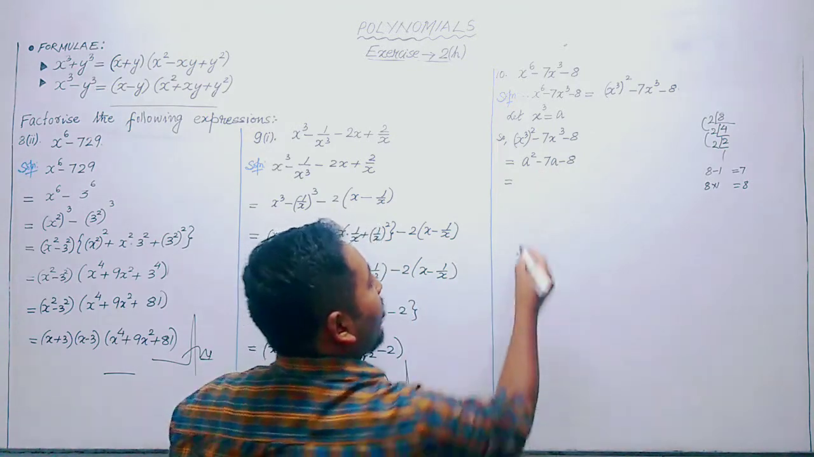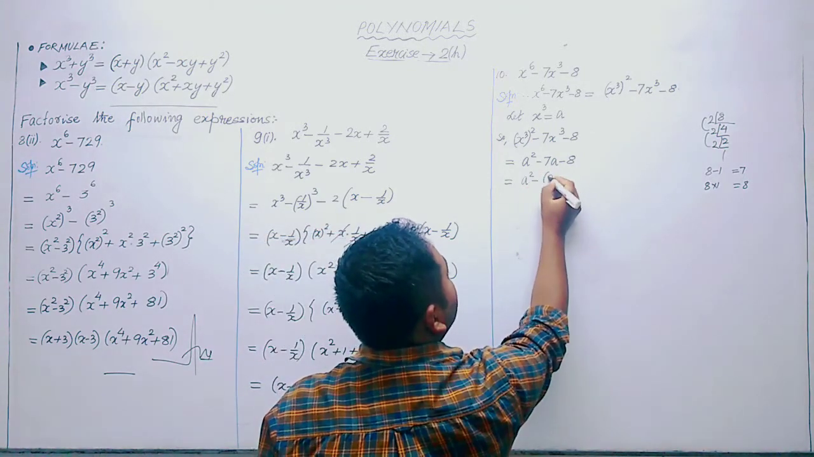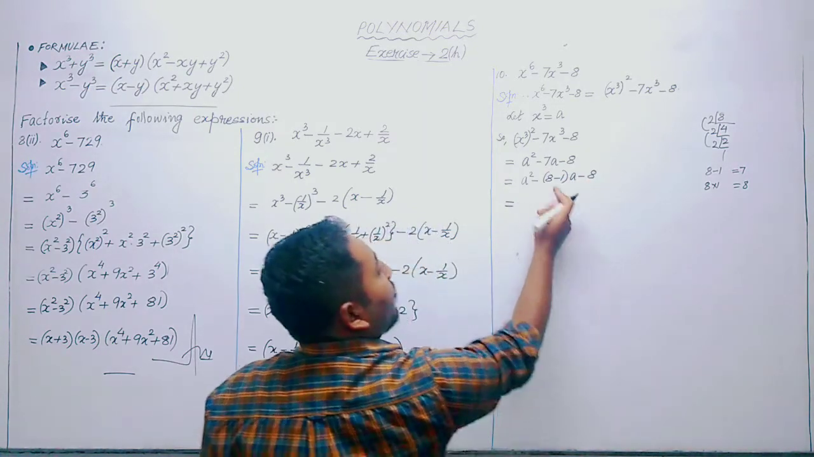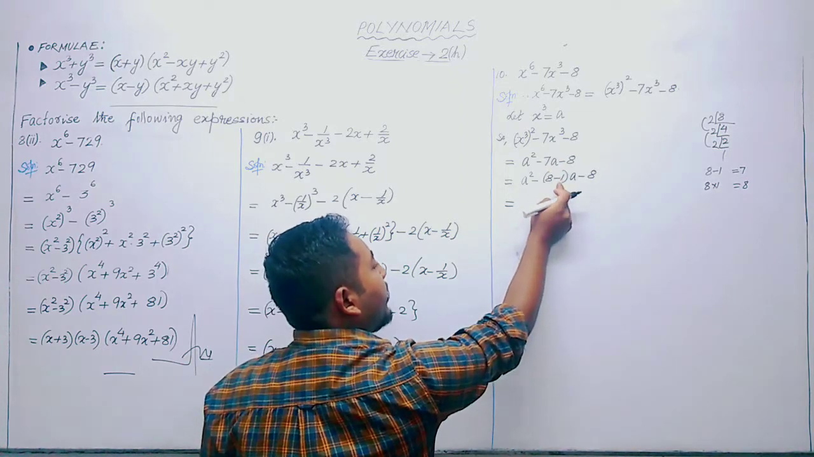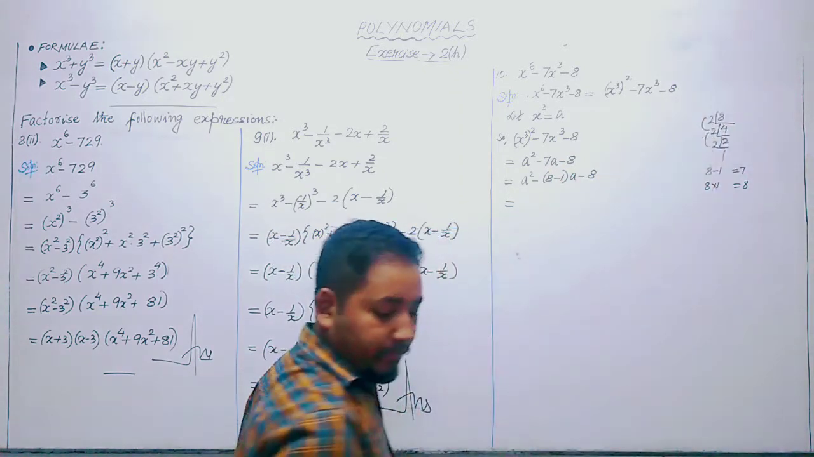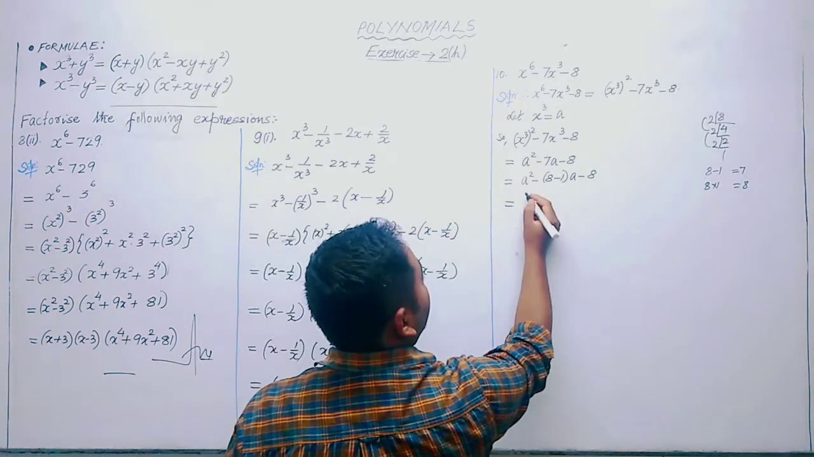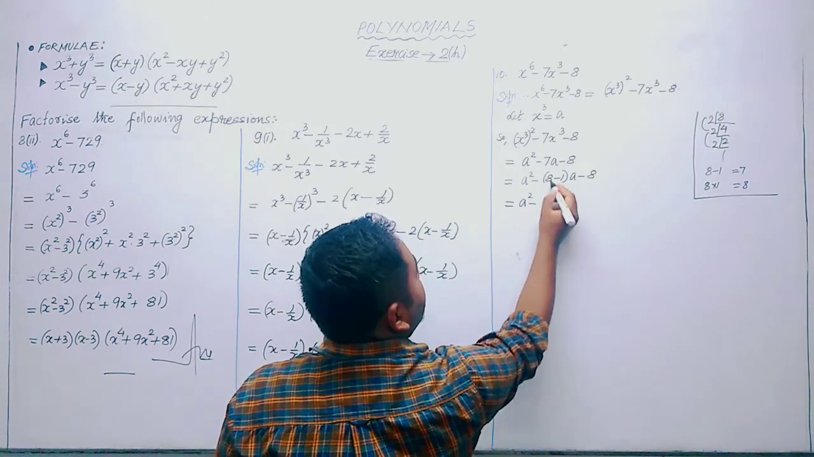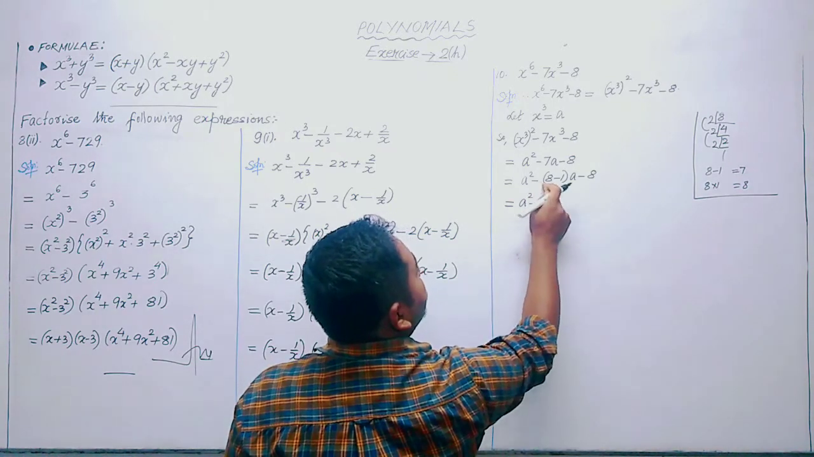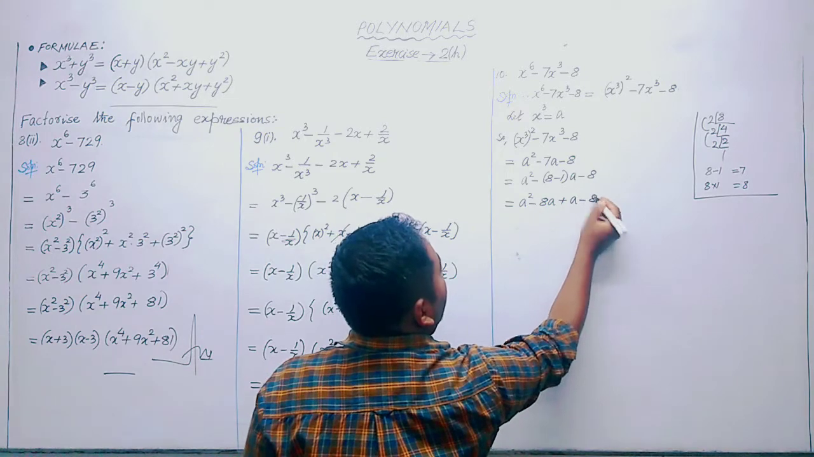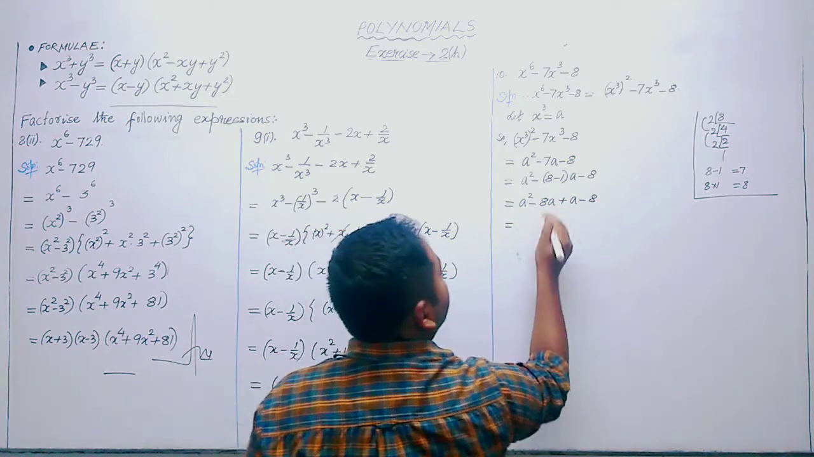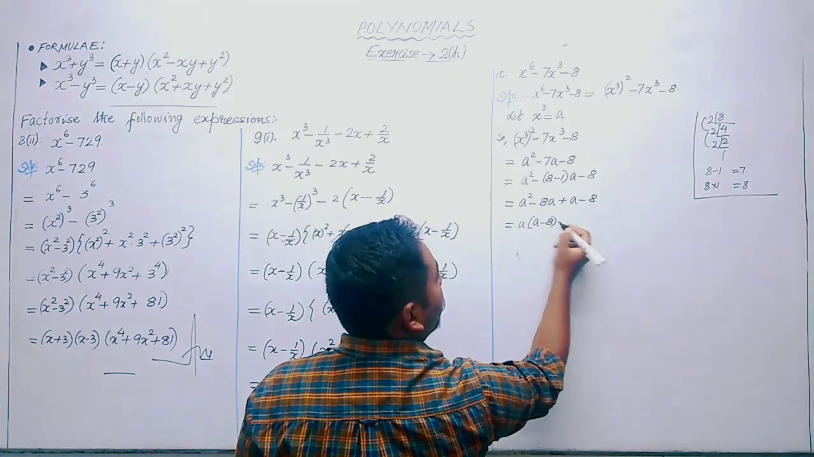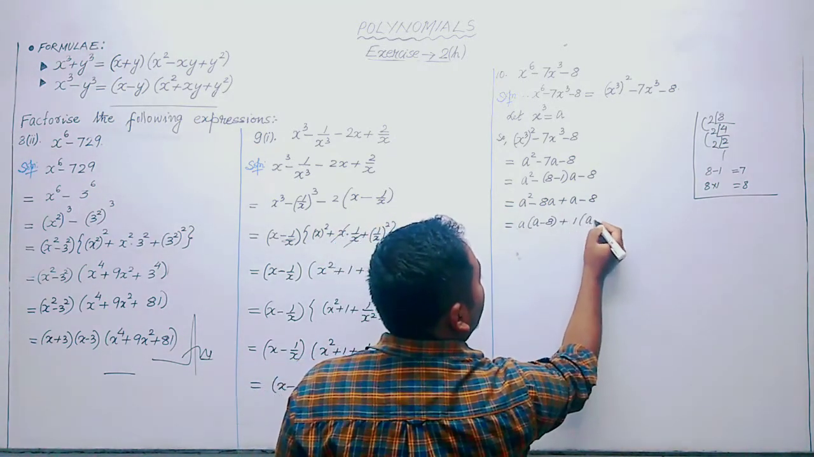So what will I write here now? I'll write a square minus 8a plus a minus 8. Now, 8 minus 1 is 7, and 8 into 1 is 8. Let us multiply: minus 8 into a is minus 8a, minus into minus is plus, a minus 8. Now, let us take a common from these two terms. What is common? a is common. I write a minus 8 only. What is common? 1. a minus 8.